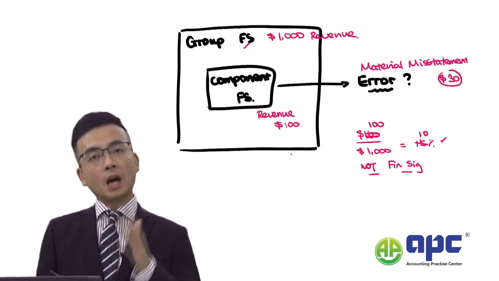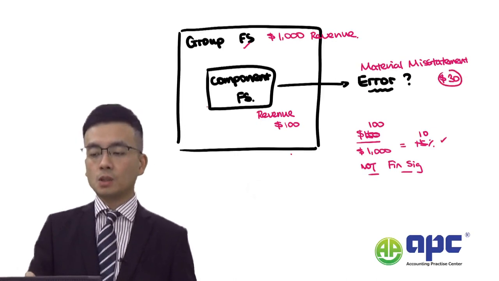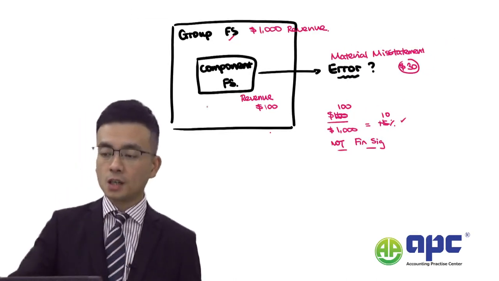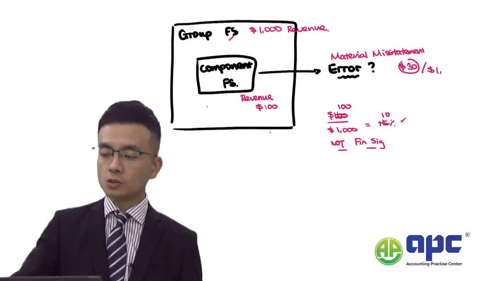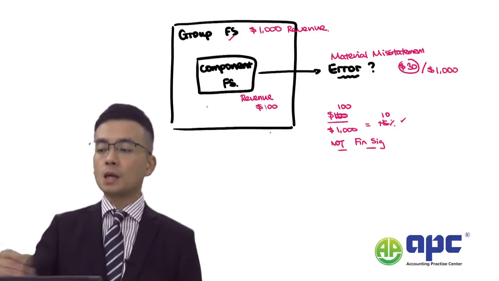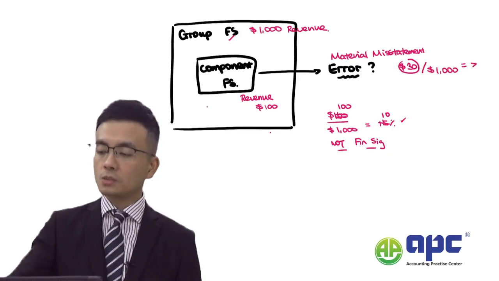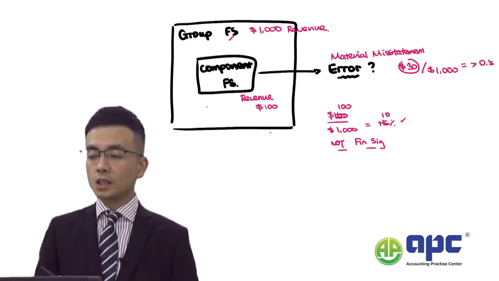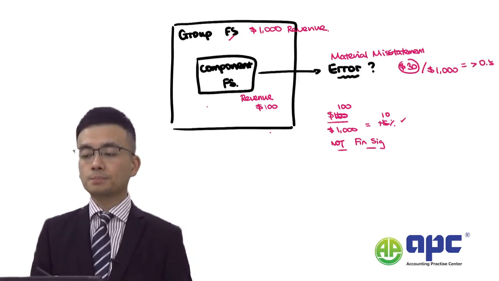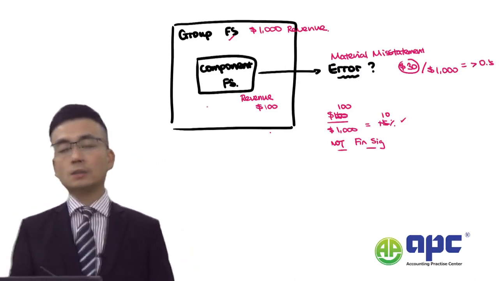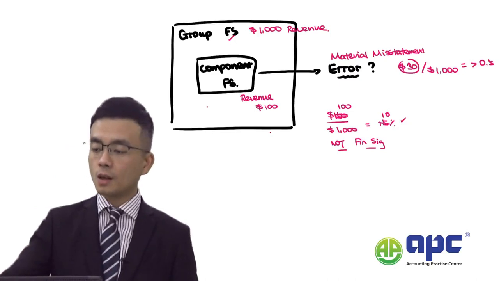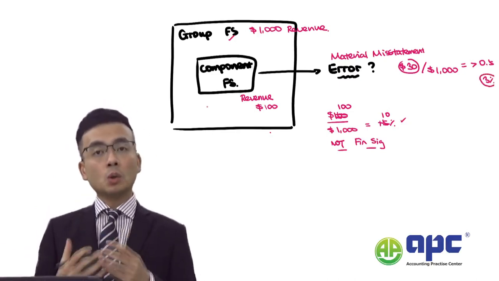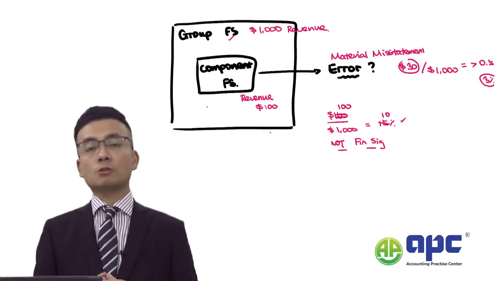So we now need to go through test number two. We take that material misstatement of $30 from the component company's financial statements and divide it by $1,000, the total group's revenue, and we need to see whether or not it is more than 0.5%. If I take that 30 and divide it by 1,000, that becomes approximately 3%. Clearly, it's more than 0.5% of the total group's revenue.